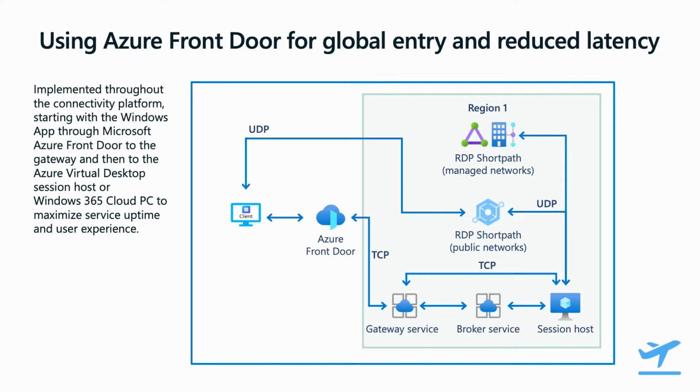Now, once connected to the gateway, the session is then brokered by the broker service, and then we will connect the client to the session host or the cloud PC, and the session is established. We also have a second set of infrastructure that supports the UDP transport that we call RDP short path that can be used to further reduce latency, and it itself is a similarly architected resilient service.